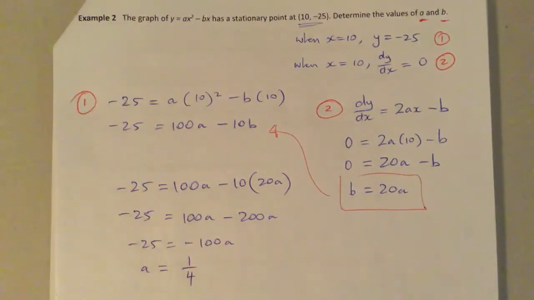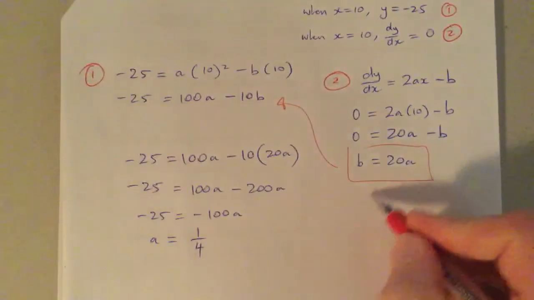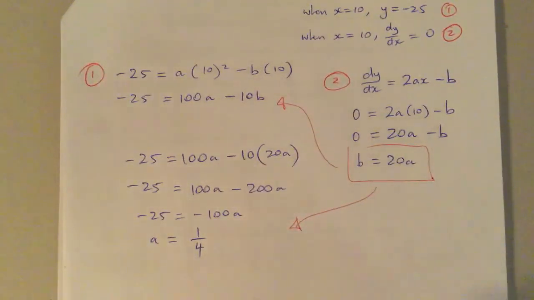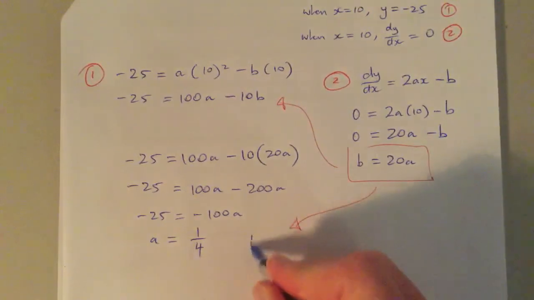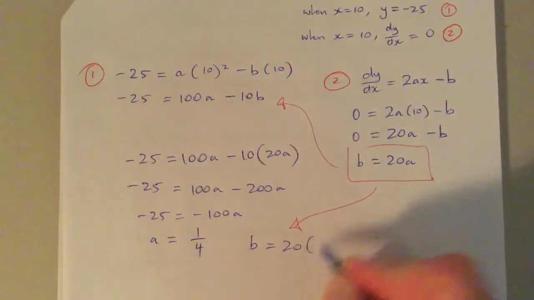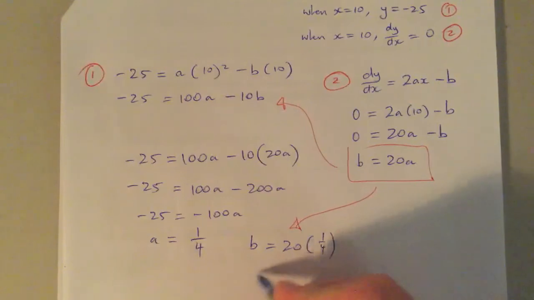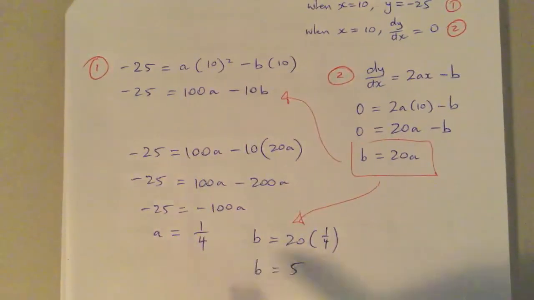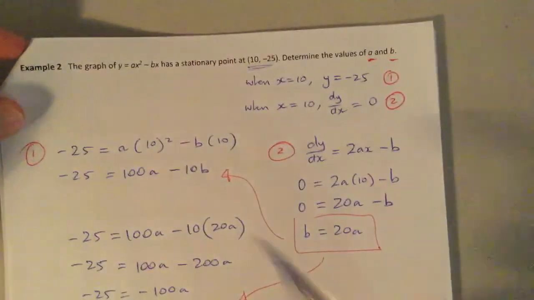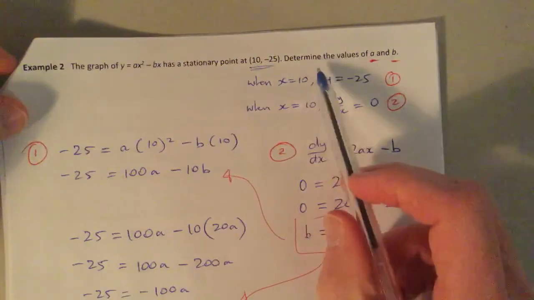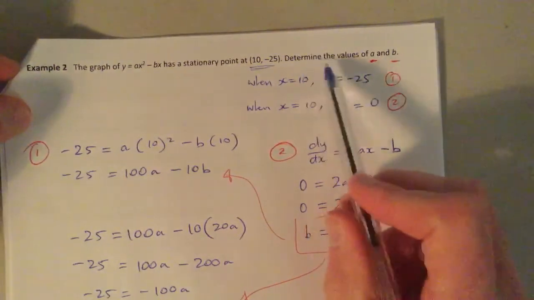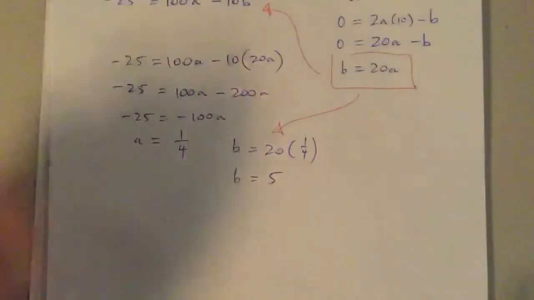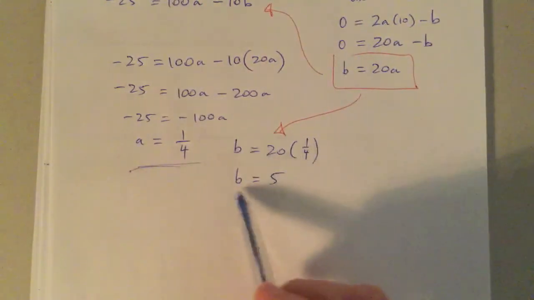Right, and then we can come back to what we had here and say, well, if b was equal to 20a, and we now know that a is 1/4, we can say that b is equal to 20 times 1/4, and 1/4 of 20 is 5. So a is 1/4 and b is 5. Go back and read the question carefully. Sometimes you have to write out the full equation, other times you might just have to write down the values of a and b. This one just said determine the values of a and b, and we've done that. We've got a and we've got b, so we're done.